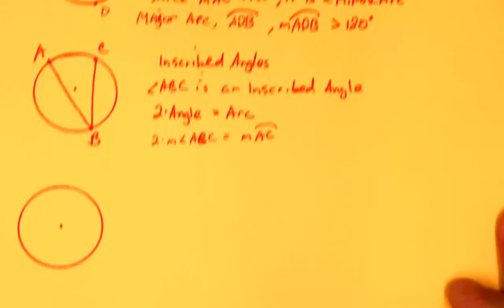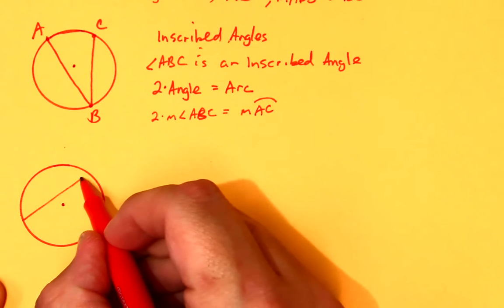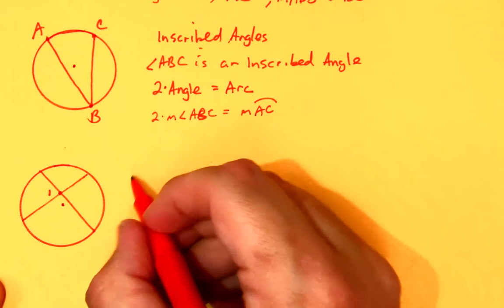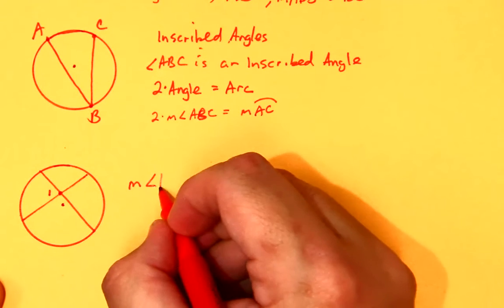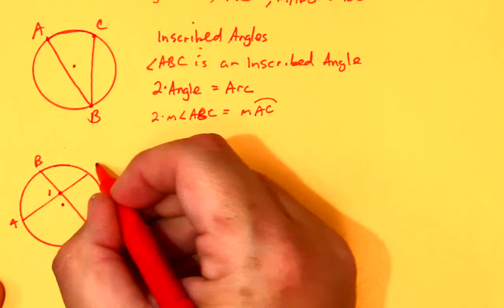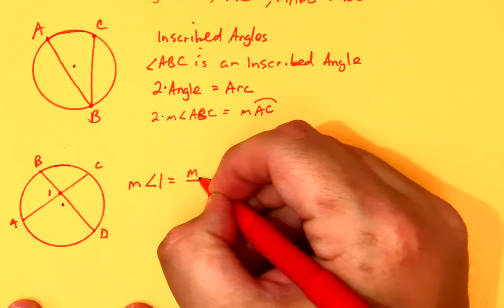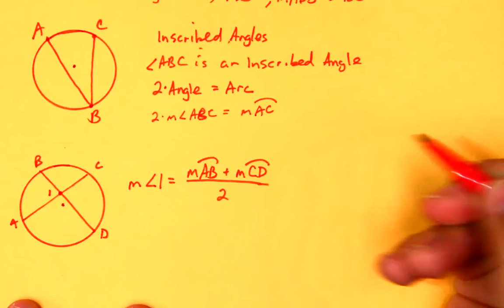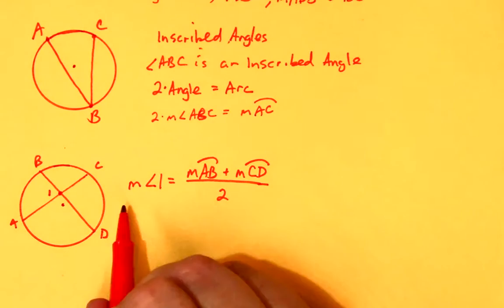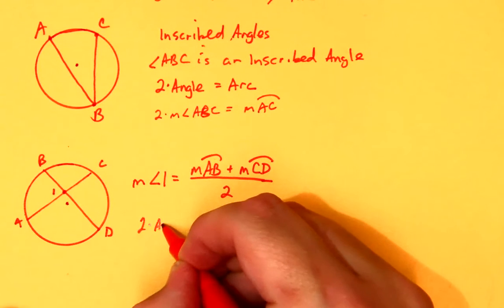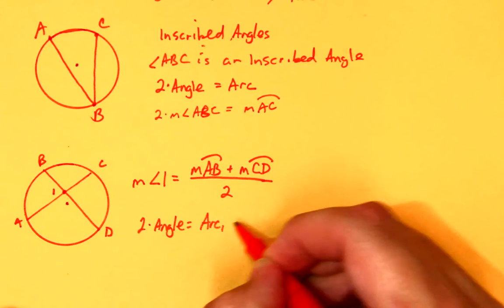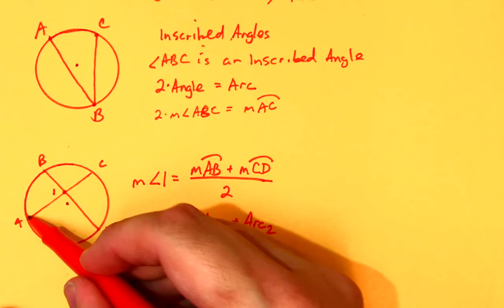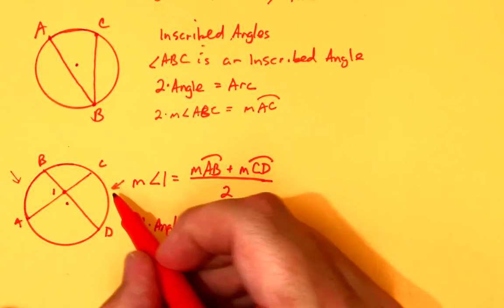Alright, some other angles and arcs inside of a circle. If I take this and I have 2 chords that intersect inside the circle, the measure of angle 1 is going to be equal to, I'm going to take the measure of arc AB plus the measure of arc CD, divide that by 2. Or you could think of this a different way. 2 times the angle is equal to arc 1 plus arc 2. That's just multiplying both sides by 2. It's going to be this arc right here plus this arc right there.